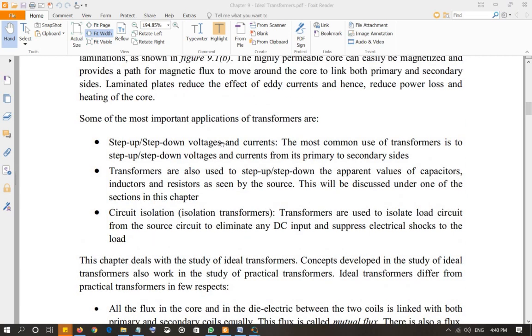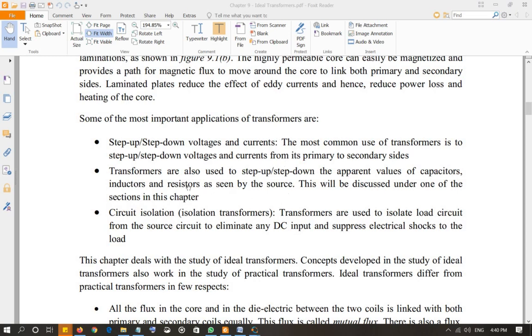What are the applications of a transformer? Most of you know why we use transformers. The first application is to step up or step down the voltage and current. That's the most important application of a transformer. Either it's going to step up the voltage or step down the voltage based on the number of turns on the primary side and the secondary side, as we will discuss in the next topic.